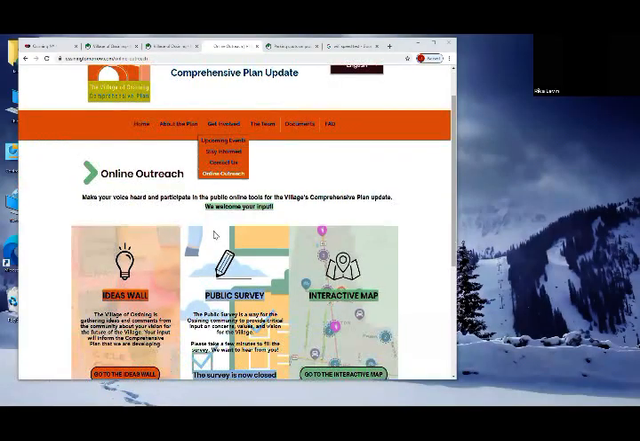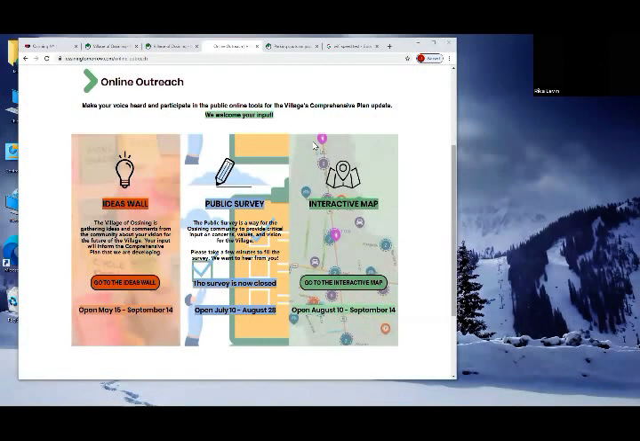It's on the website, and I think there are 3 different types of surveys that you can do. Please go and look and participate in those, and share it with your friends and encourage your neighbors as well. That would be really helpful for the committee and the consultants for input on how people want their village to look and feel for the next 10 to 15 years.